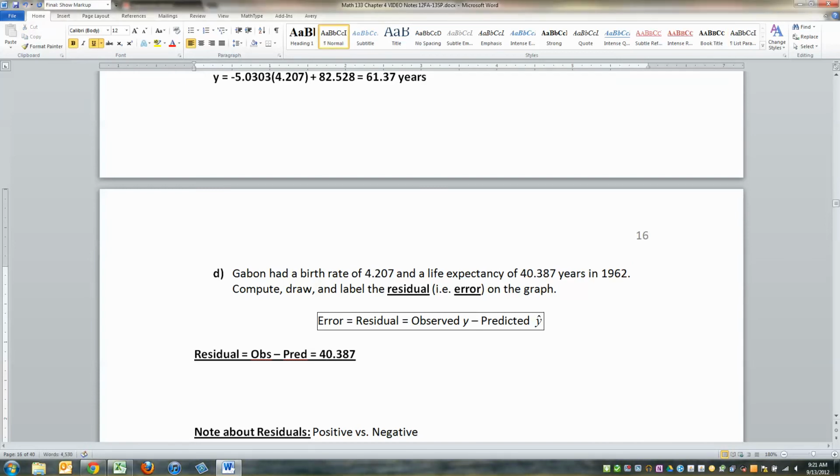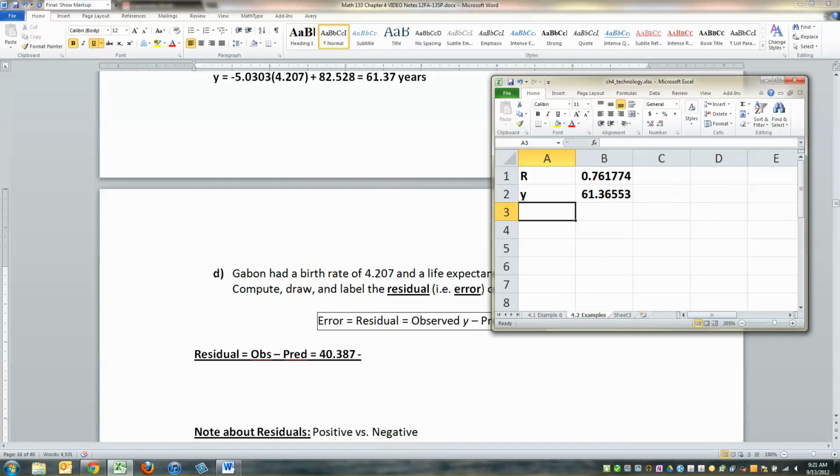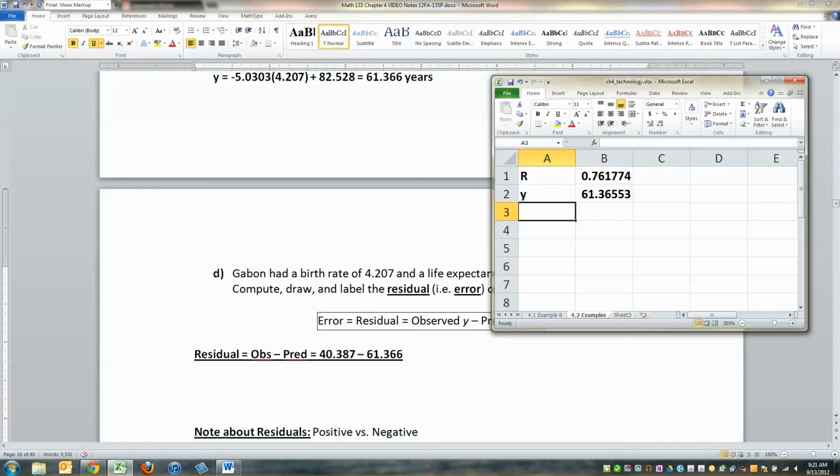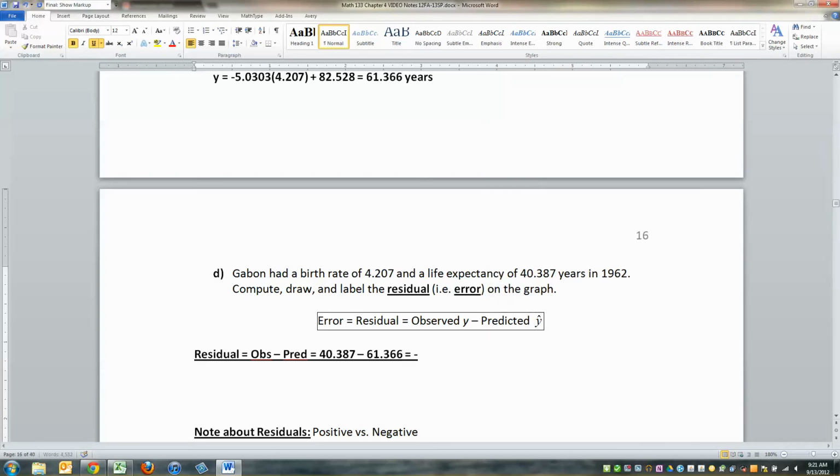Oops. Well, I suppose if I'm doing 3 decimal places there, I should probably do 3 decimal places with the other one. 366. Let me do that. 366. All right, so minus 61.366. And again, I'm just going to make Excel kind of help me out with this. So residual is equal to 40.387 minus that answer. There we go. So it's 979, so negative 20.979. All right.